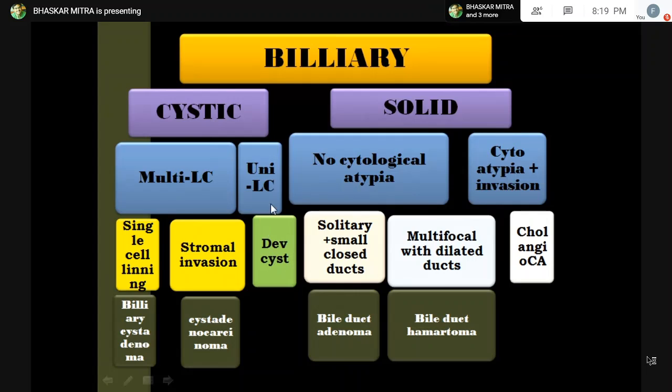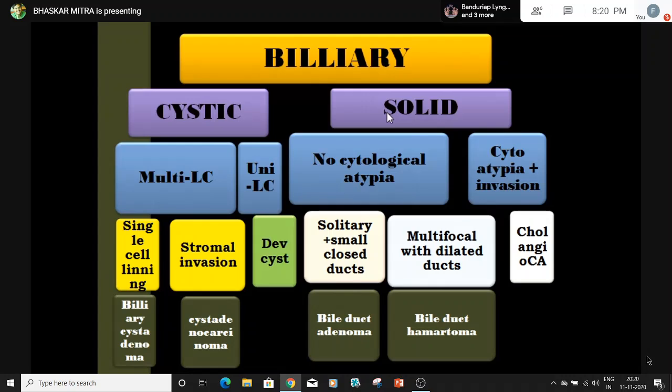A single loculated cyst, then we might be dealing with a developmental cyst. If it is a multi-loculated cyst, is it lined by a single cell lining? Then we are probably dealing with biliary cystadenoma. If it has multiple cell layers with stromal invasion, we may be dealing with a cystadenocarcinoma.